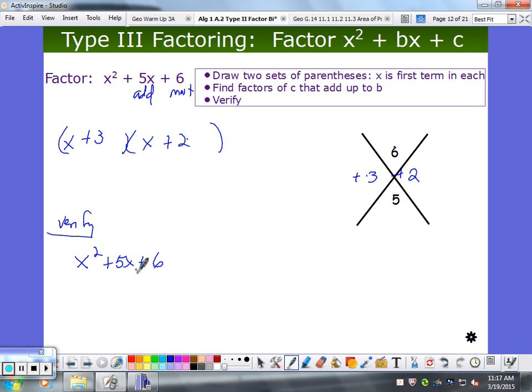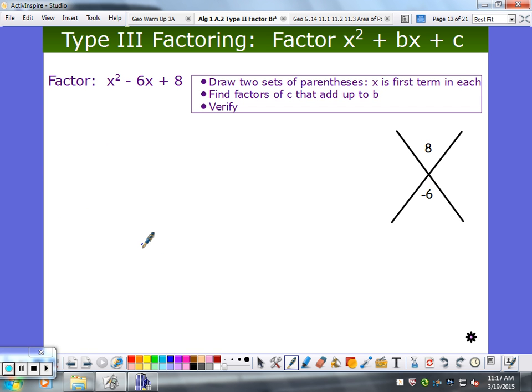What do you think? Easy. I don't know about easy, but we can do it. Let's try this one. This one's a little harder. So, okay, I go through. Is there a greatest common factor? No. It's not a type 2, it's a type 3.